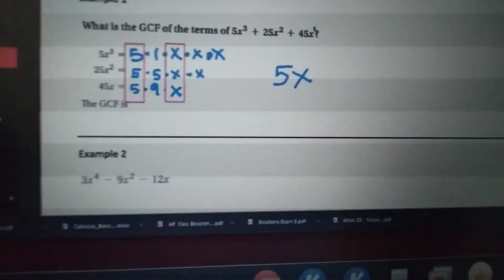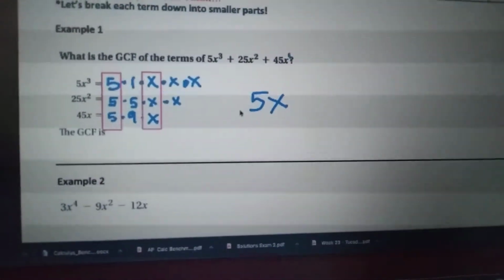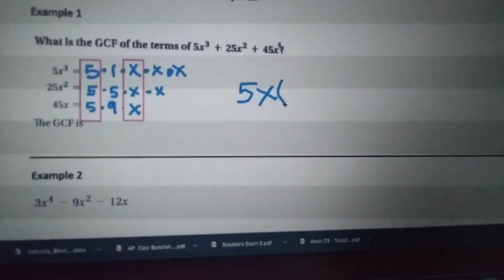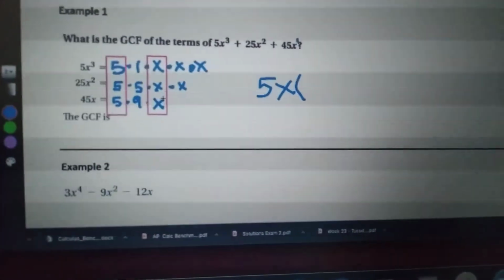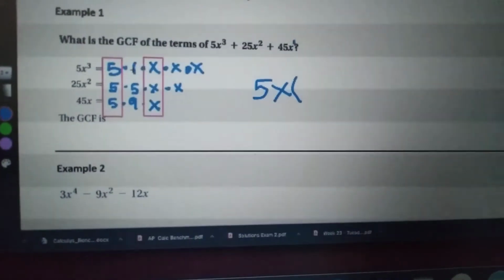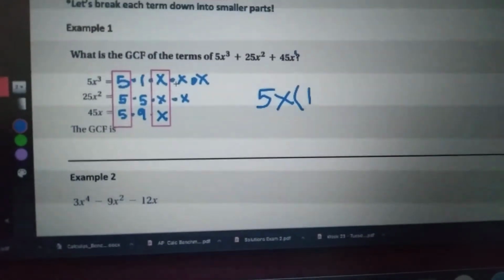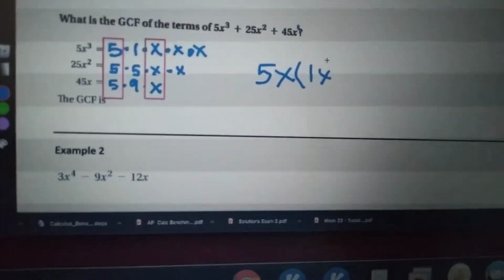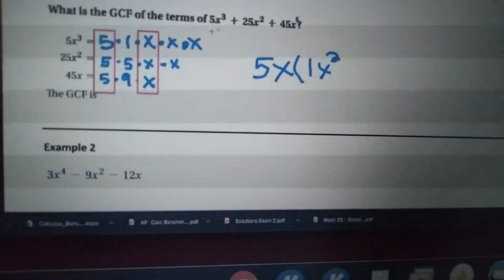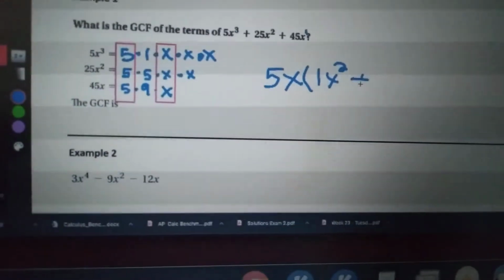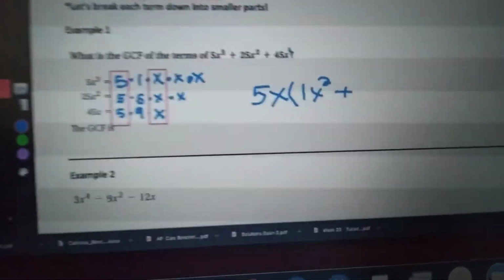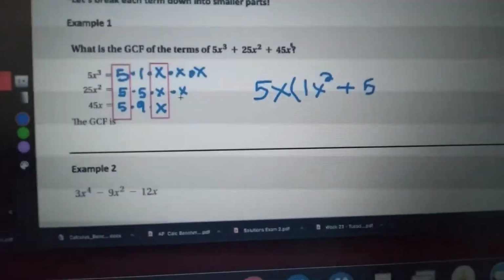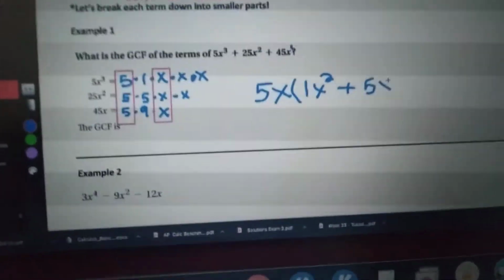So now my GCF is the 5x. And then I'm going to put parentheses, and I'm going to write down what I see is left. I see 1, so I'm going to write 1. And then how many x's? Oh, 1, 2, so that's x squared. And then it's a plus. What do I have left? I got a 5 left, so I'm going to write 5. And then how many x's do I have left? 1. So I'm going to write x.